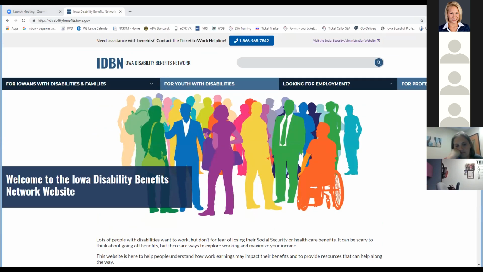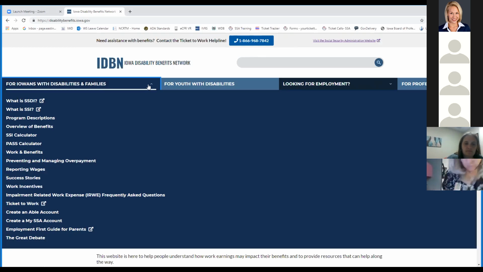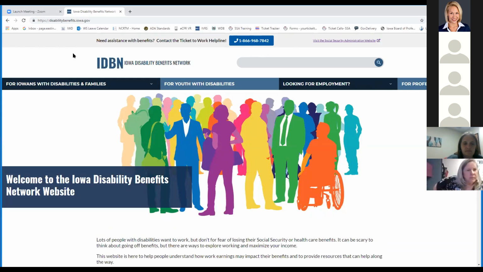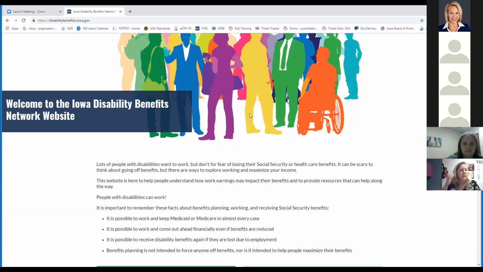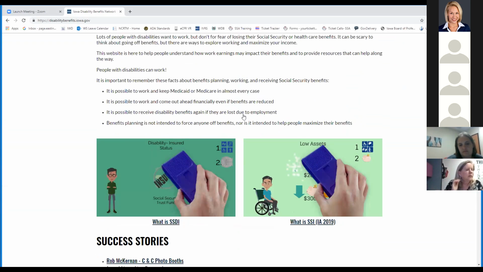So you can see with the different audiences here, we've got a tab for individuals with disabilities and their families, a tab specifically for youth with disabilities, a tab for individuals who are looking for employment, and then a tab for professionals. So I'm just going to kind of run through each of these with you. You can see from the drop-down everything that is contained here. I guess I'll start with the main page of the website.